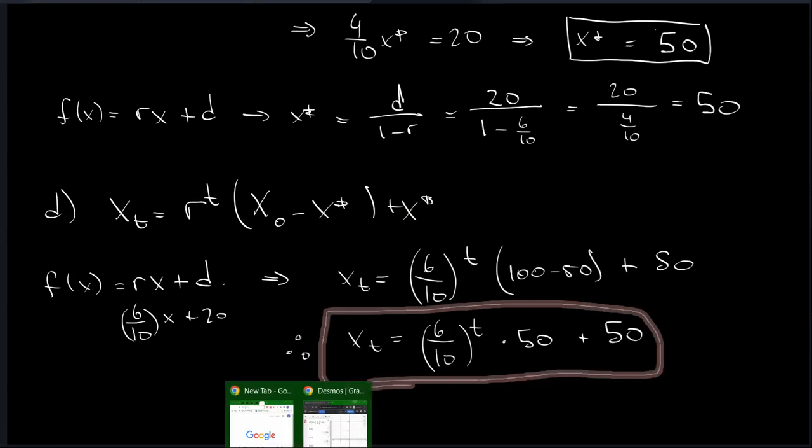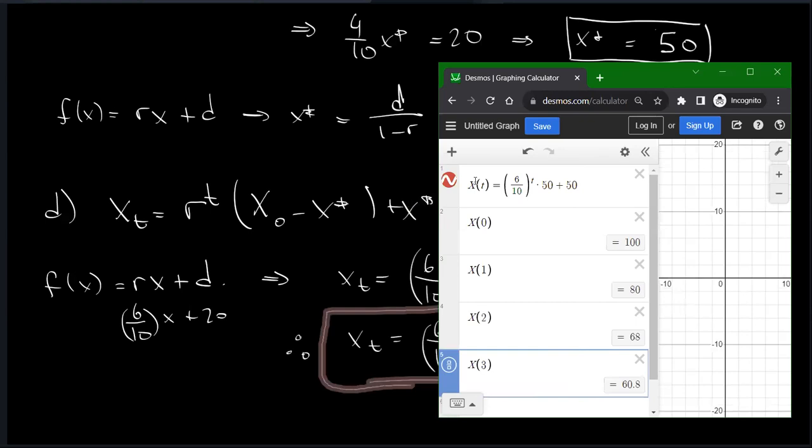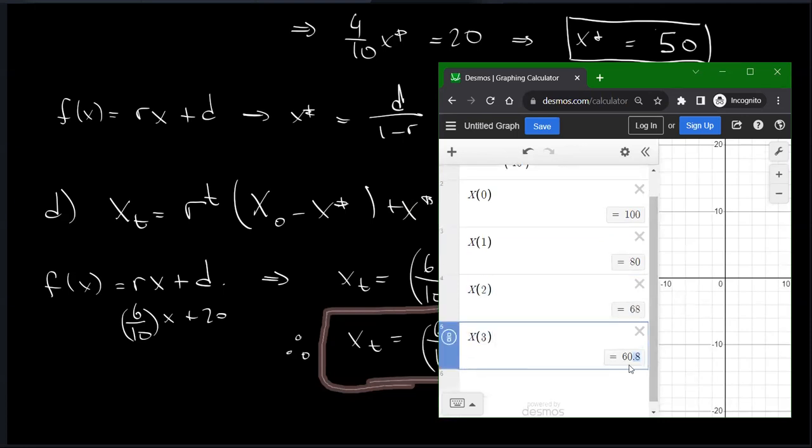And I can actually go into Desmos and plot it over here. Say X of t is this thing right over here. I can evaluate X of 0, which expectedly gives us 100, X of 1 gives us 80, X of 2 gives us 68, and X of 3 gives us the 60.8 right there.